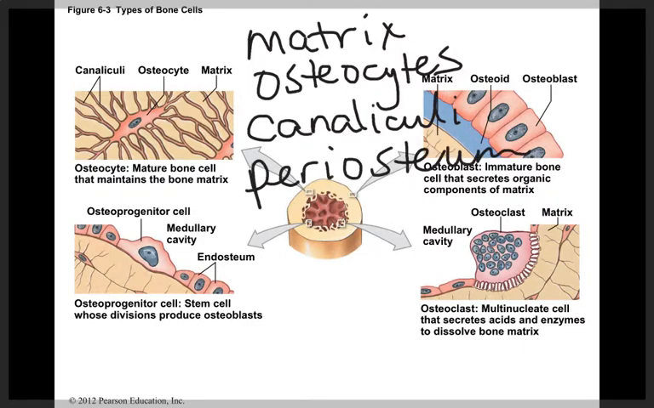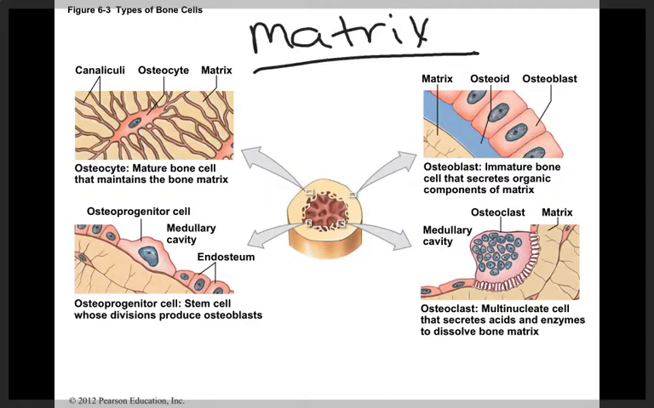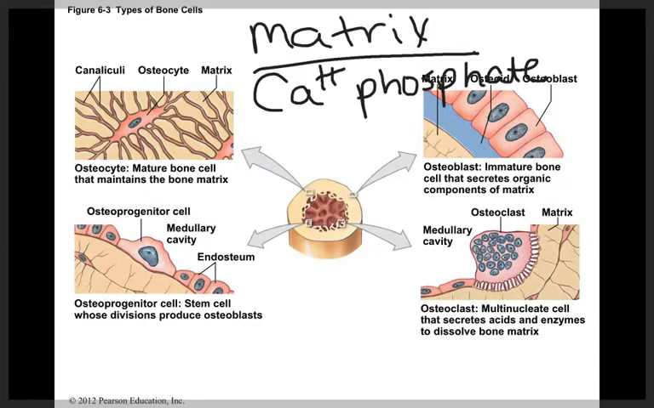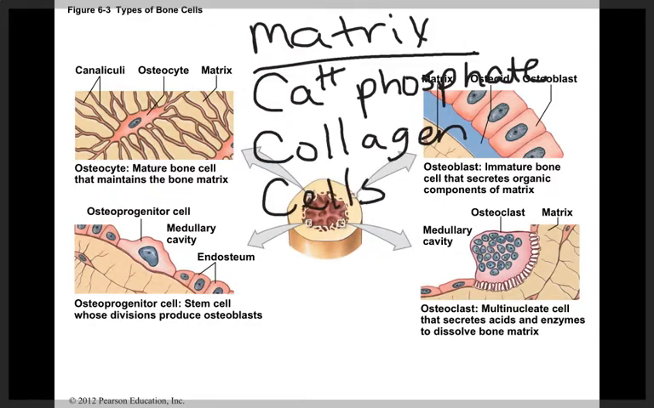Now we're going to take a closer look at the organization of the matrix and the cells of the bone. First of all, the matrix. The matrix of the bone is made up of calcium phosphate, and this accounts for almost 2/3 of the bone weight. Another third of the bone is made up of collagen. Collagen helps the bones to be flexible. And then finally we have cells, and the cells account for about 2% of the mass of a typical bone.